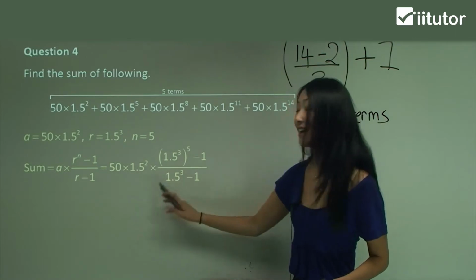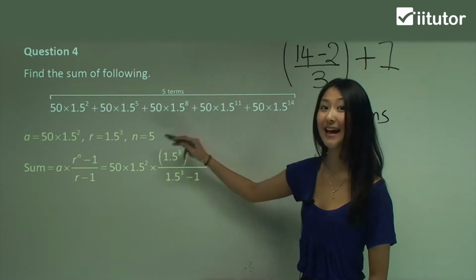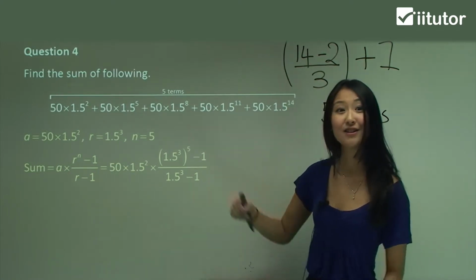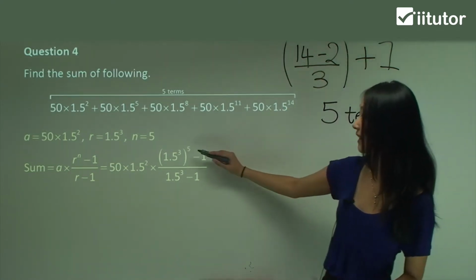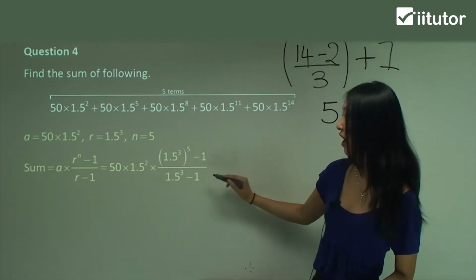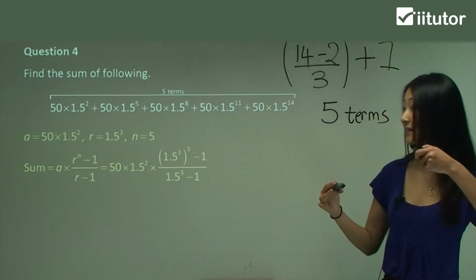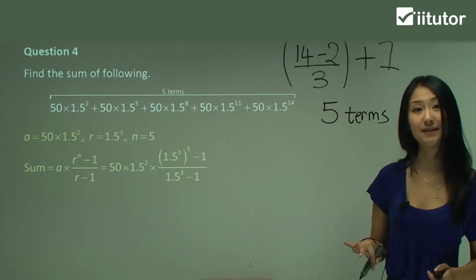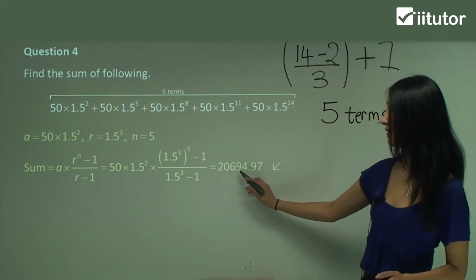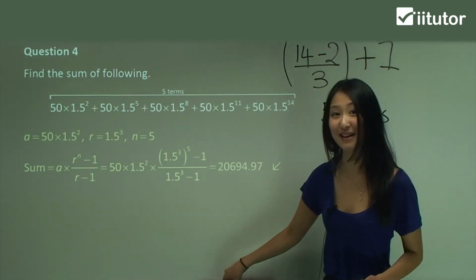So we have our first term multiplied by the ratio, which is 1.5 to the power of 3. So that itself is a ratio, and that in brackets to the power of 5. Okay, so just be careful of that when you're putting it in the calculator, that ratio here, brackets to the power of 5, okay? Minus 1, then over 1.5 to the power of 3, which was our ratio, minus 1. So putting that into the calculator, and this you may need to do in a couple of steps because it's slightly more complicated than what we had before, we should get 20694.97 as our answer. So we're just rounding everything to 2 decimal places.